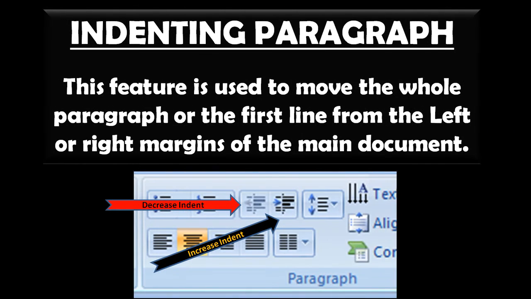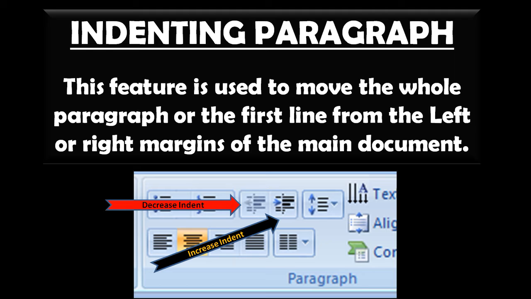So indenting a paragraph: this feature is used to move the whole paragraph or the first line from the left or right margin of the main document. Okay, so this feature is going to help you arrange your paragraph margin from the left or right side of the document. You can set the spaces. You actually decide how much space you want to leave for your text from the left side and from the right side. So this is called indenting.